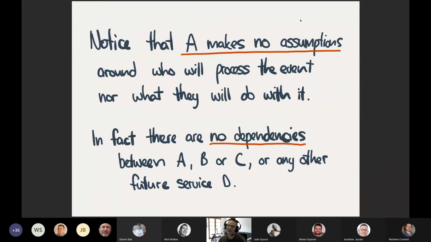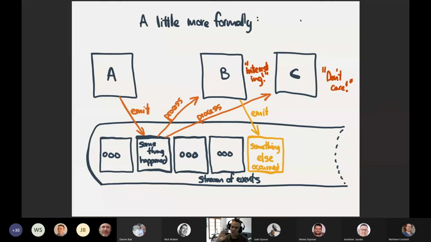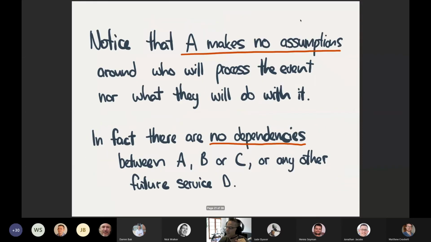Interestingly, when we look at that, notice that we've already got a big benefit: A makes no assumptions about who will process that event. In fact, A does not talk to B. A is no longer dependent on B, and B is not dependent on A either. It's like we've reversed the dependency through this event object. A is dependent on the event, and B is dependent on the event. They're no longer dependent on each other as services, right?